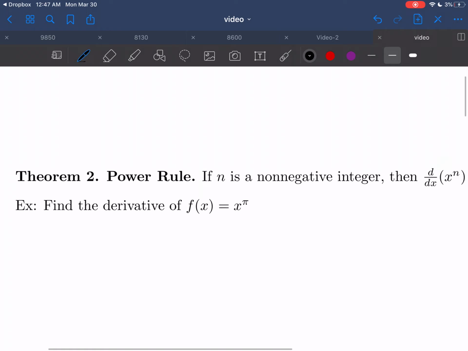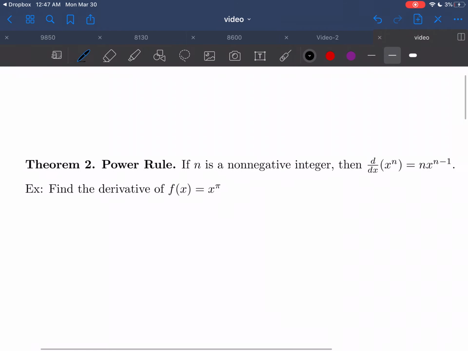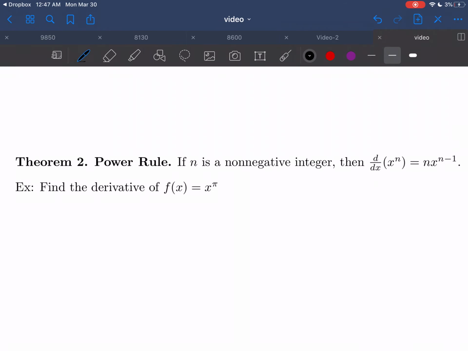Our next theorem is going to be the power rule. If we have some sort of non-negative integer, so it's not a fraction and it's not negative, then if we take our derivative, we bring the exponent down, and then subtract 1.